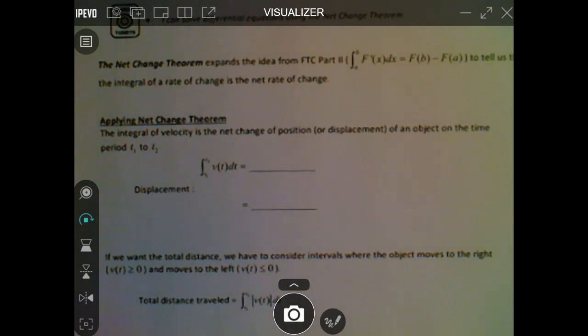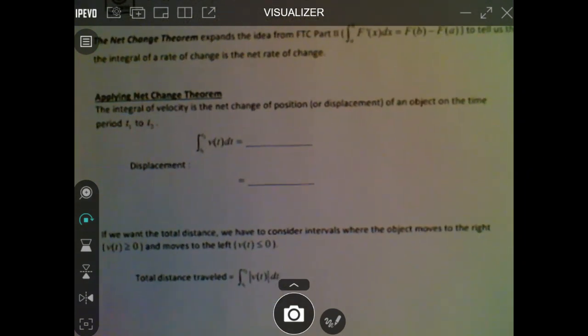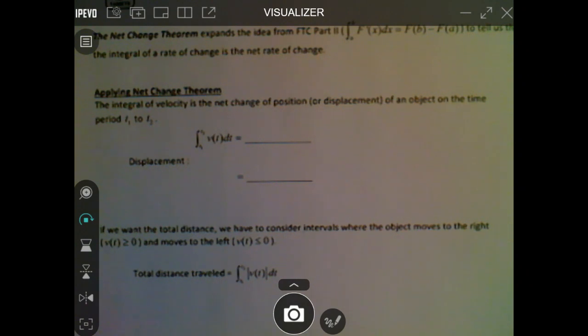And I apologize about the quality of this camera. This is my old camera that I have at home. It's a little bit blurry, kind of out of focus sometimes.